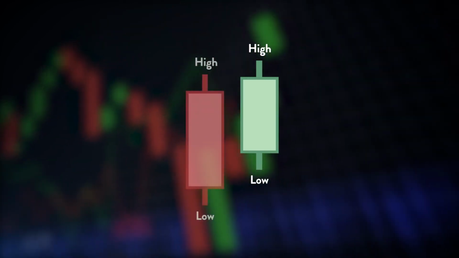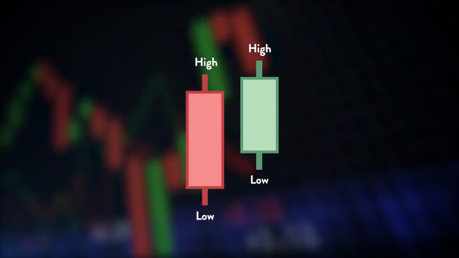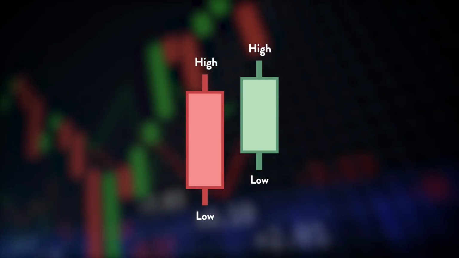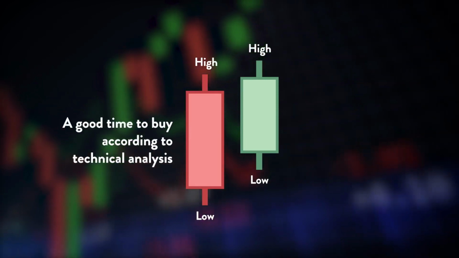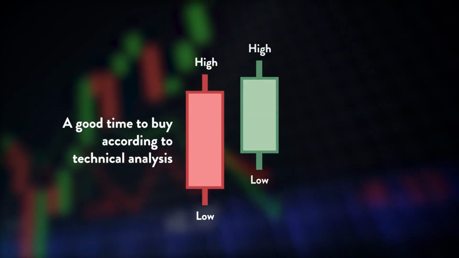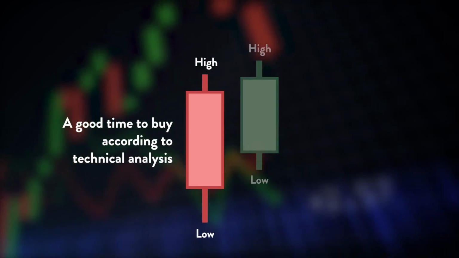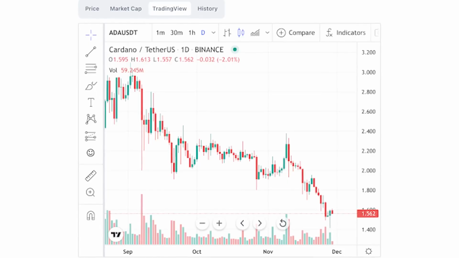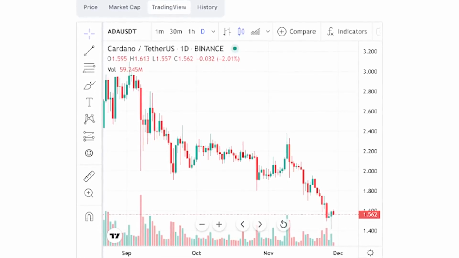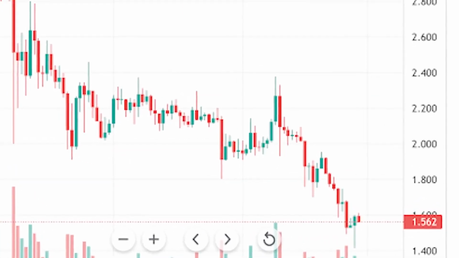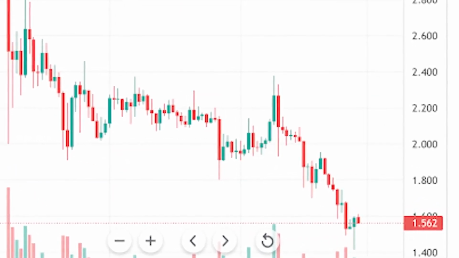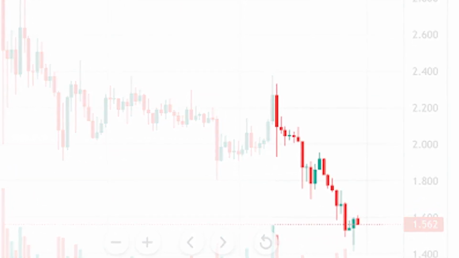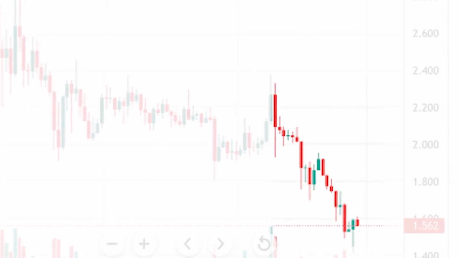If you are looking for an opportunity to buy and you only had the candlestick chart to look at, a good time to do so, according to technical analysis, would be on a red candlestick with a long wick at the bottom and a short one at the top. Now let's pump the brakes here for a second, because you'll notice on this chart for ADA price movements, there are some red candles that fit the description of a buying opportunity, only for the price to fall well past that just a few days later.